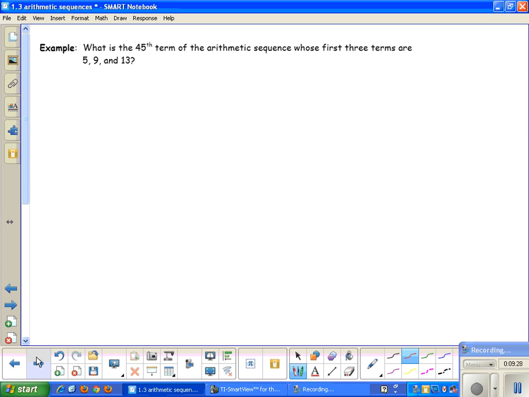Okay, so now we're going to get a little bit of harder examples. It says, what is the 45th term of the arithmetic sequence whose first three terms are 5, 9, and 13? So the first thing I'm going to do is go ahead and write that down.